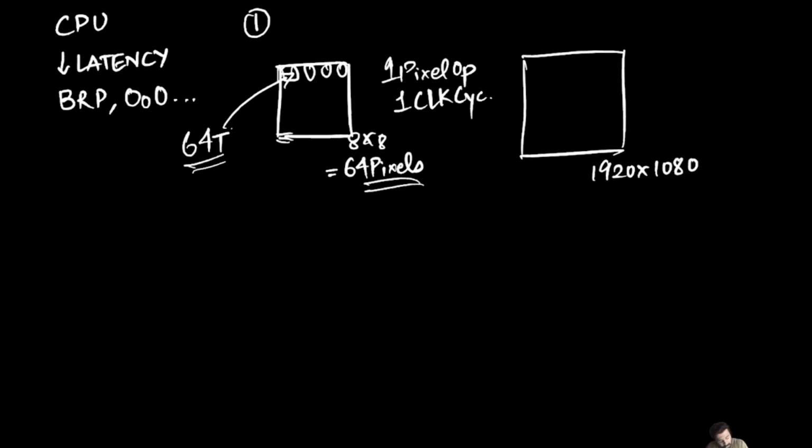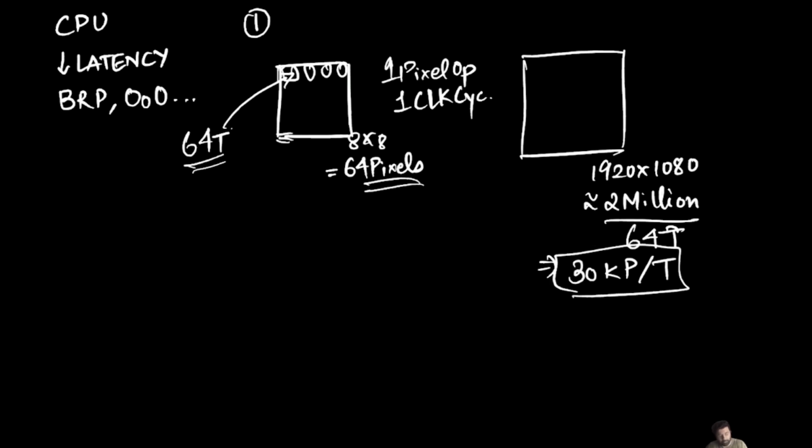and there are around 2 million pixels here. Now, if you're thinking, why don't we give this particular workload to a CPU, just see what this does. You cannot run in parallel anymore. You can just put that in 64 threads maybe, right? And you're actually seeing around 30k pixels to be operated by a single thread.